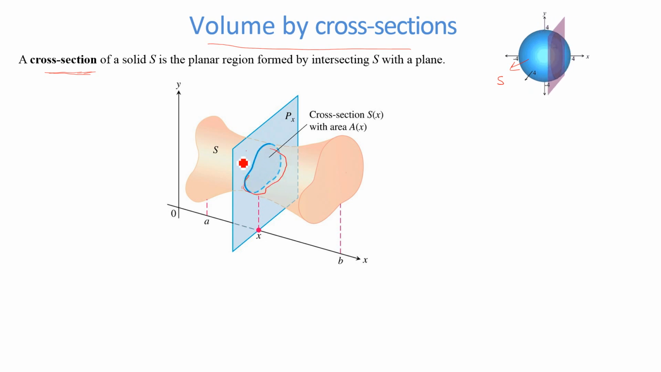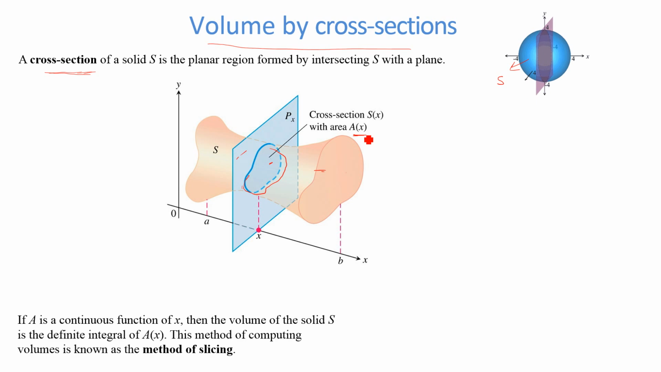That is the intersection of this plane and the solid. If the area of this cross section is A(x), and if this area is a continuous function of x, then the volume of the solid S is the definite integral of A(x). So summation always gives rise to integration. This method of computing volume is known as the method of slicing. That is why we were stressing slicing, sliced regions, and slices.